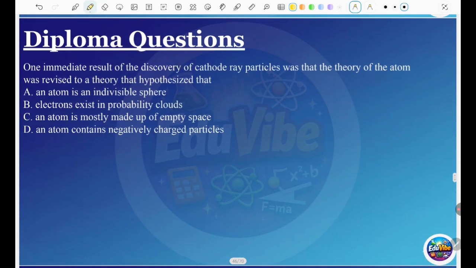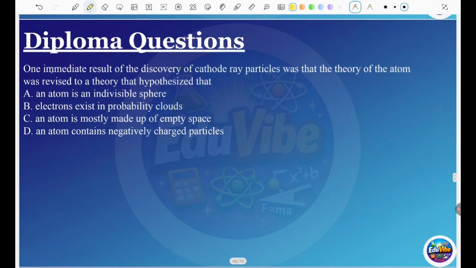And we have the next question over there. The question says one intermediate result of the discovery of the cathode ray particles was that the theory of the atom was revised to a theory that hypothesizes that... So Dalton had four theories. Two of them are incorrect and two are correct. So which of the following is the revised theory after that?